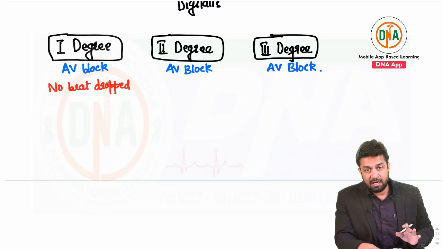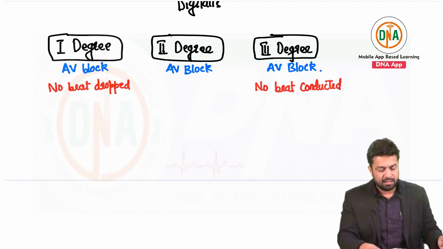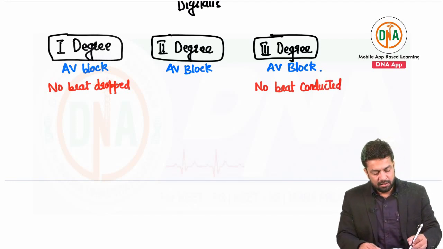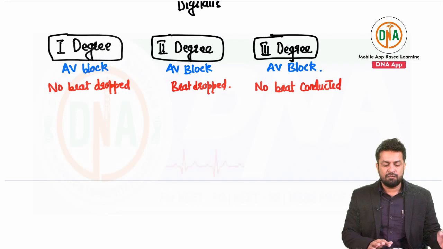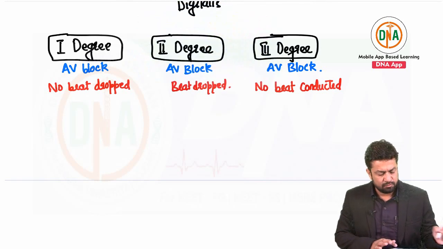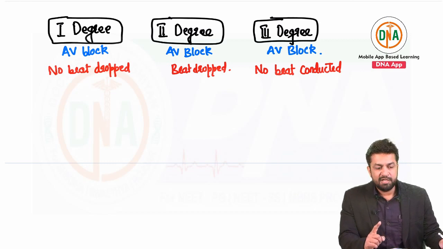As far as third degree heart block is concerned, no beat is transmitted, every beat is blocked, no beat is conducted. And in second degree there is a beat that is dropped, and the dropping of the beat is different. We will see how it is different, but first move on to the first degree heart block or first degree AV block where no beat is getting dropped.